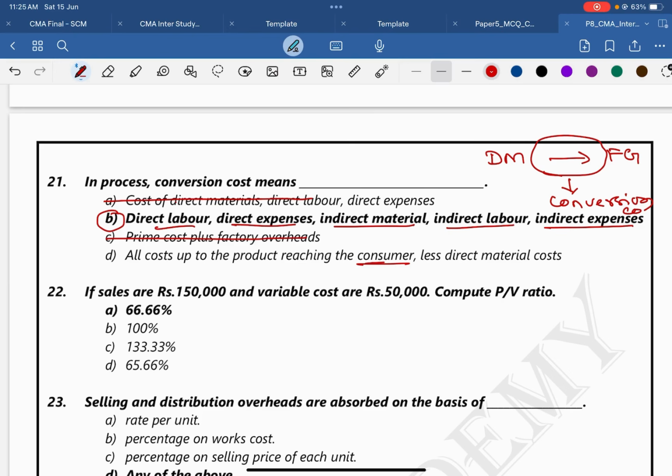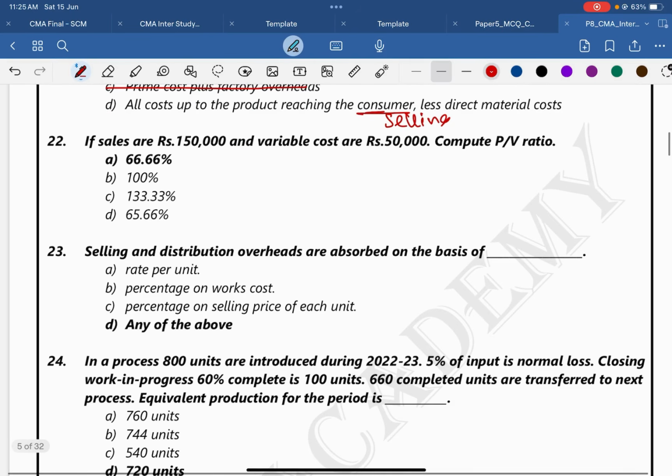Product reaching the consumer will include selling and distribution overheads. Here the FG is still the point of cost of production. Okay. Next, if the sales are 1,50,000, the variable cost is 50,000.